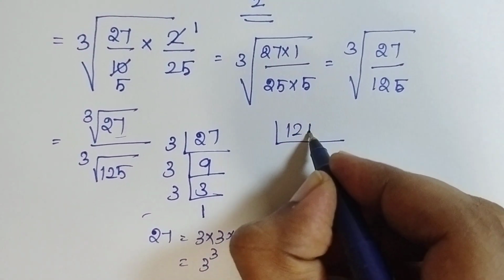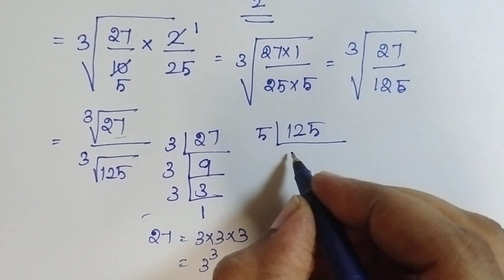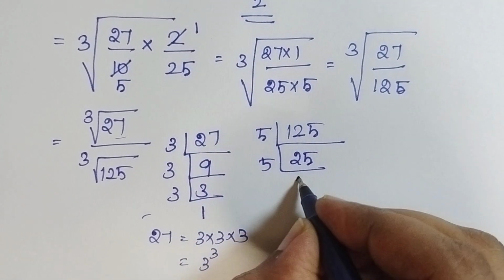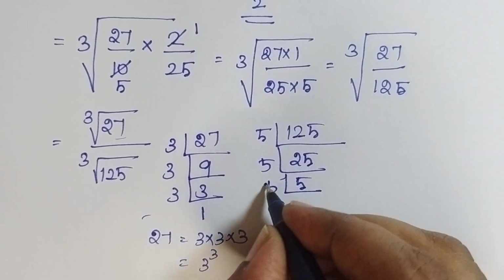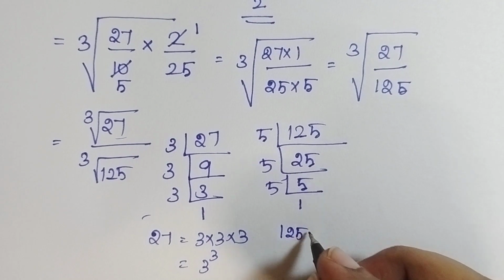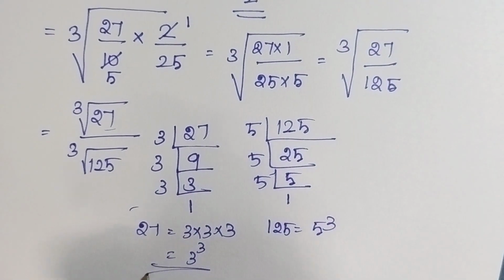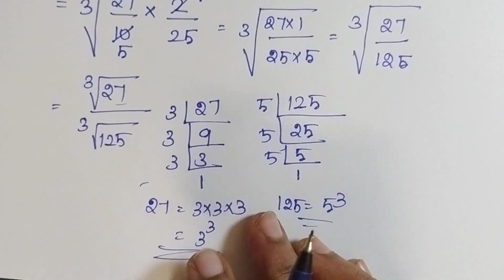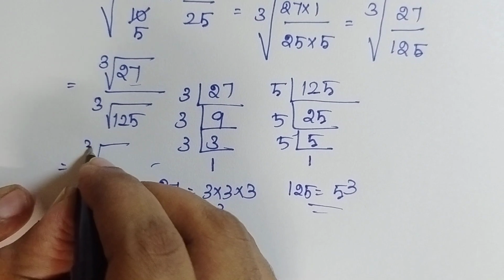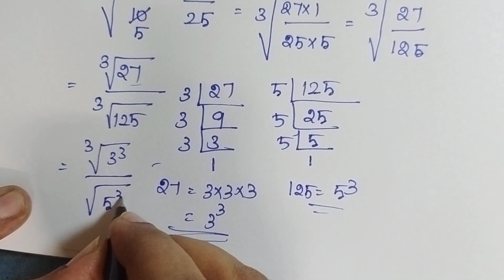Similarly, for 125, the last digit is 5, so let's try with 5. 5 into 25, 25, then 5, 5, so 1. So 125 is equal to 5 into 5 into 5, that is equal to 5 cube. Just apply these two values in place of these two. Therefore it is equal to the cube root of 3 cube divided by the cube root of 5 cube.